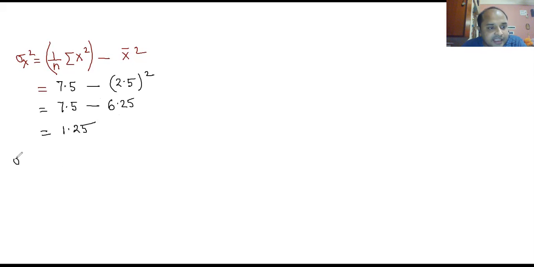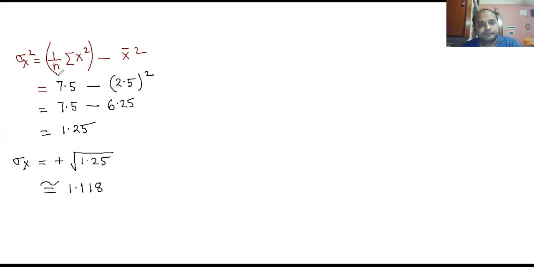Sigma x becomes the positive square root of 1.25, which is approximately 1.118.